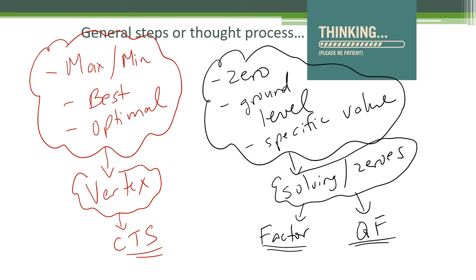So that's your mind map. Those are your two big thought processes. Is it asking you for a max, min, best, optimal value? Vertex, complete the square. If it's asking you for 0, it says something like ground level, or it asks you for a specific value, you're solving for that value. Set it equal to 0, factor, quadratic formula. And we're just going to work through a bunch of examples now.